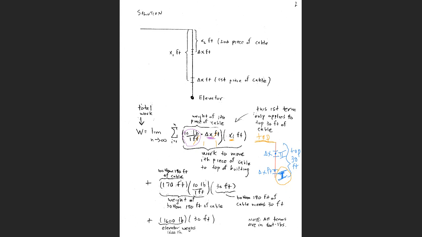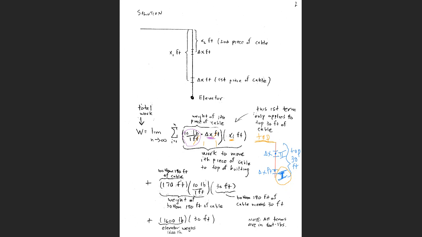So moving the top 30 feet of cable to the top of the building, you can think of it as cutting up that top 30 feet of cable into separate little pieces and moving each little piece of cable to the top of the building.